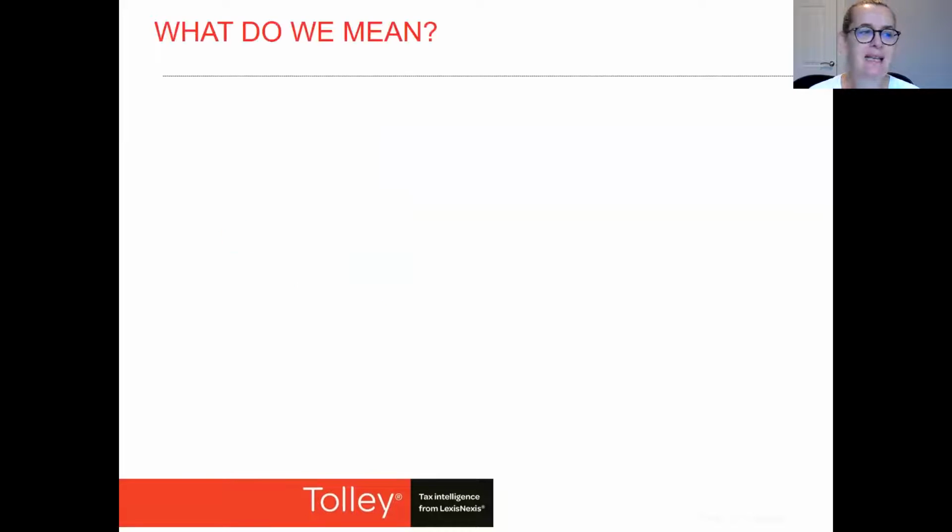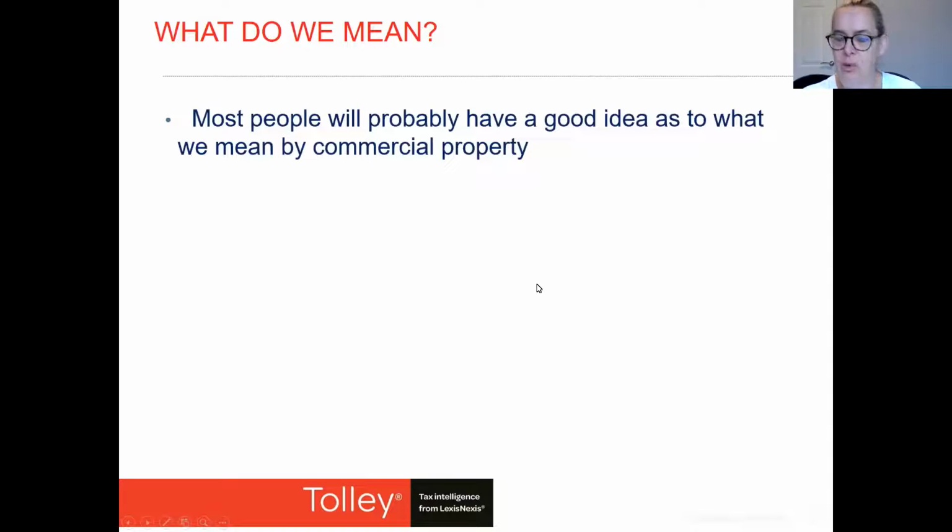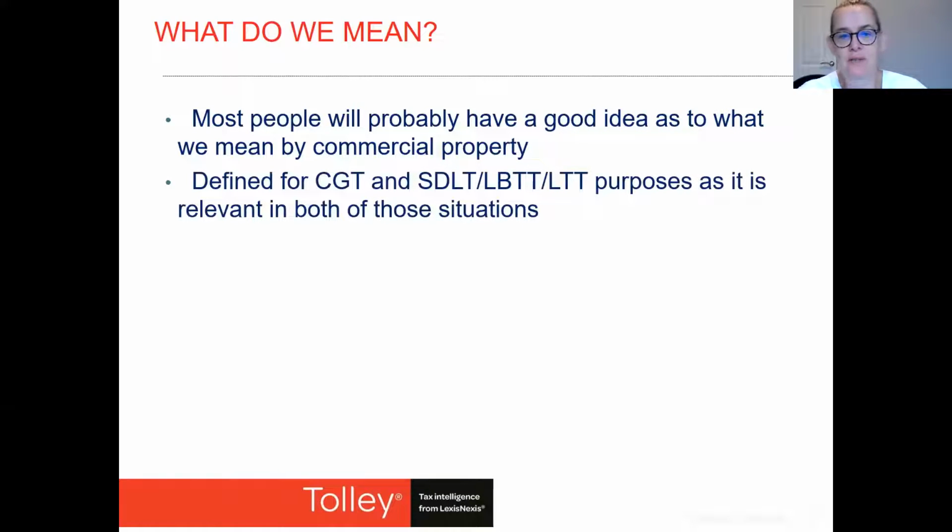Okay, so let's just start off by thinking about what on earth we mean by commercial property. I think it's one of those things that most people will have a pretty good idea what they mean by commercial property. It has a specific definition for tax purposes. So actually what we find is that for capital gains tax purposes and for stamp tax purposes, we are looking at a definition of residential property, and everything else is then treated as commercial or non-residential.